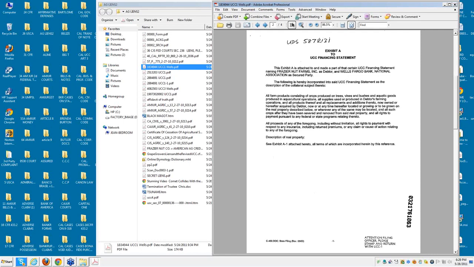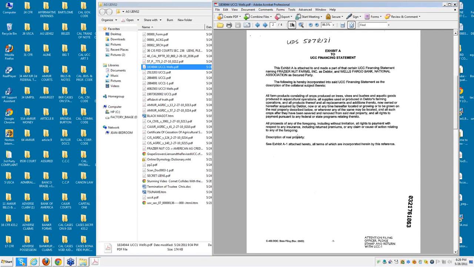Notice it says all rights to payment with respect to any insurance. All these mortgage loans are insured against default. When they go into default, the insurance pays off the loan. And also on your title insurance. Here's another issue. They have what they call errors and omissions on the insurance policy, on your title insurance.